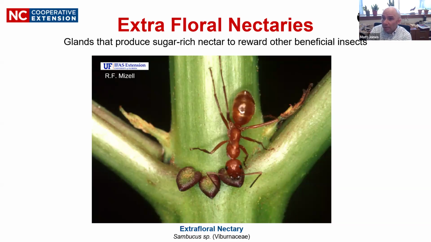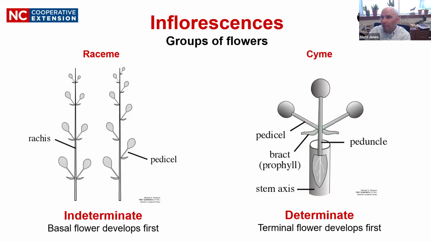Another set of terms to know for identification is the names for the different kinds of groups of flowers. So a group of flowers is called an inflorescence. Rarely does a plant just have a single flower on it. It does happen, but it's not common. So these groups of flowers can be arranged in different ways.